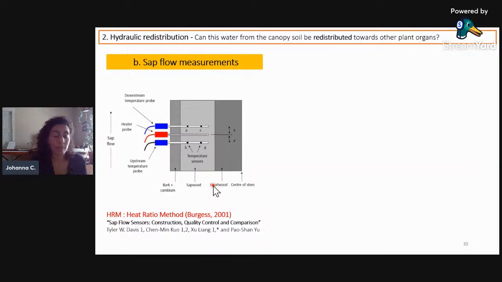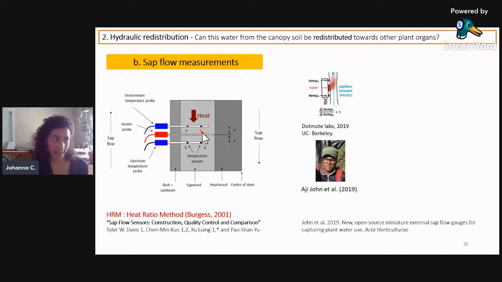And then based on the water movement, this heater probe is just going to release heat, and then that heat is going to be dissipated by water. And then all these temperature probes, based on the difference, we will know what the direction is. So if the heat goes up, then the difference between the upstream temperature probe and the downstream temperature probe will be positive. But if the water is going down, the heat will dissipate downstream, and so the difference between the temperature probes will be negative, and then we will be able to know that actually that sap flow is going down.